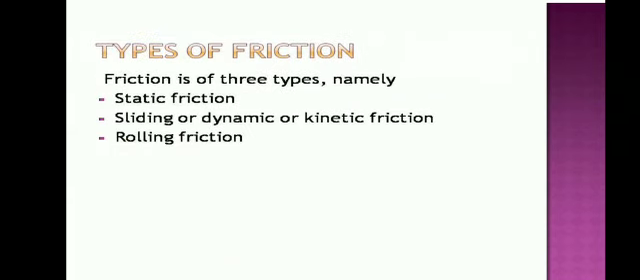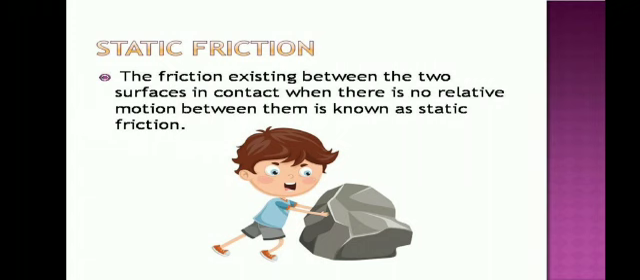Types of friction. Friction is of three types, namely static friction, sliding friction, and rolling friction. Static friction is also called dynamic friction and also kinetic friction. Static friction: the friction existing between the two surfaces in contact when there is no relative motion between them is known as static friction.